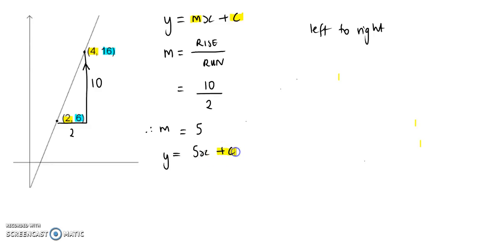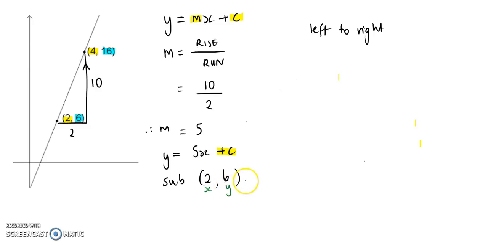I still need to find the value of c. Well, how can I find c? In fact, I do the same process every time. I sub in a point. It doesn't matter which point. For example, I could choose 2, 6. I could choose 4, 16. I could choose any other point I know. Let's see what happens. Remember that 2 is the x and 6 is the y.